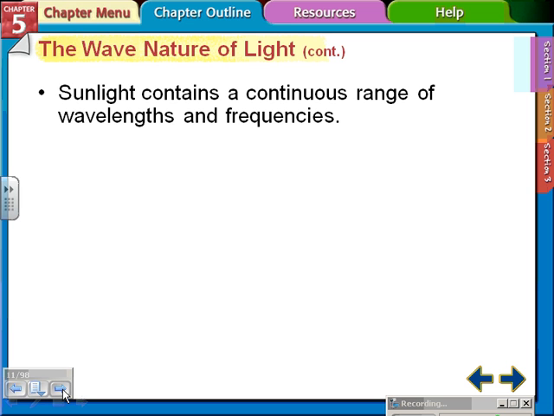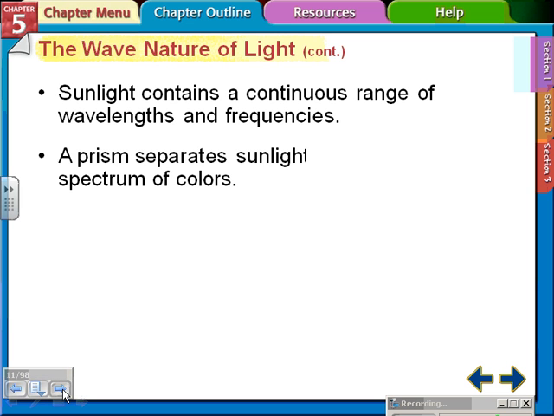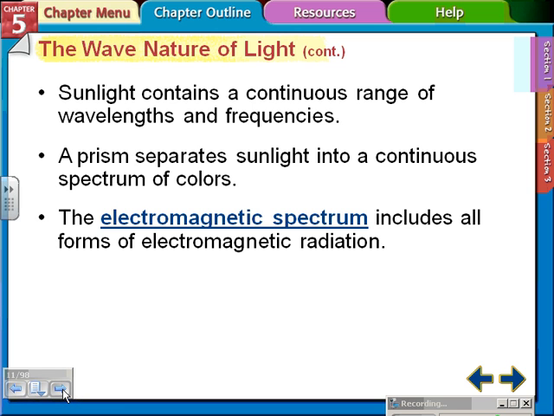Sunlight contains a continuous range of wavelengths and frequencies. It's called a continuous spectrum, and it's a visible light spectrum. It has all the colors of the spectrum. That's why when it rains, raindrops act as a prism, and when the sunlight goes through those raindrops, you see a rainbow, which is all the colors of the rainbow, which is called a spectrum, and it's the visible spectrum. The visible portion of the spectrum, I like to say, is Roy G. Biv. This is the visible.